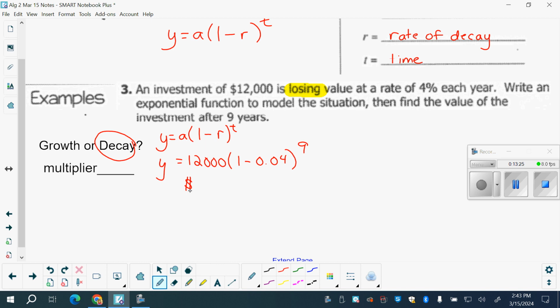What did you get, Sally? And 40, and so is it 40 or 41? Yeah, easy to do, yeah. So $8,310.41. So what would be our multiplier on this one?